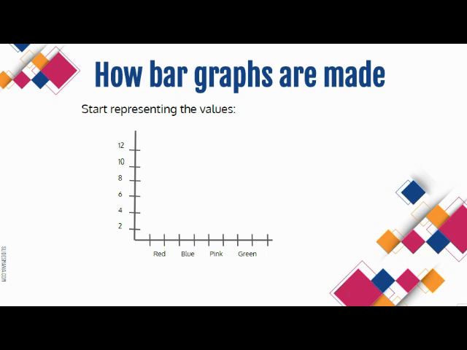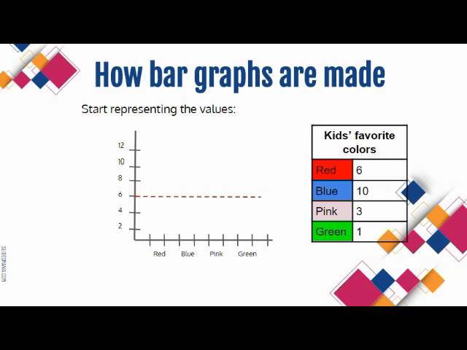Now we're going to start representing the values. To do so, you need to have the chart in hand. You need to look at this information at all times. We're going to start with the first category, which is red. In this case, 6 people chose red.